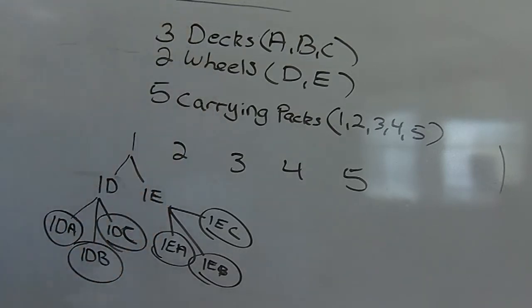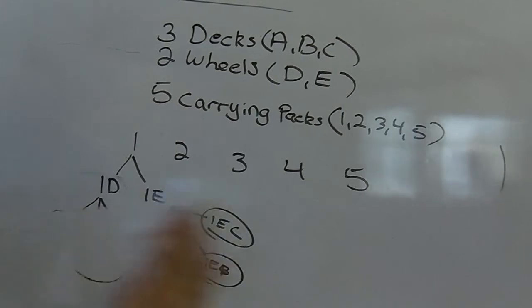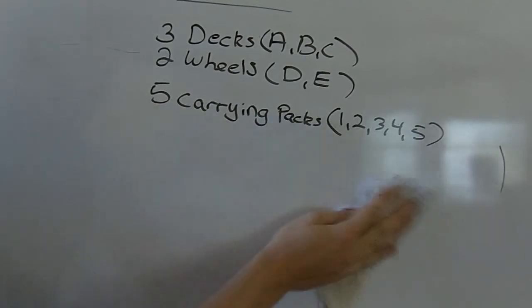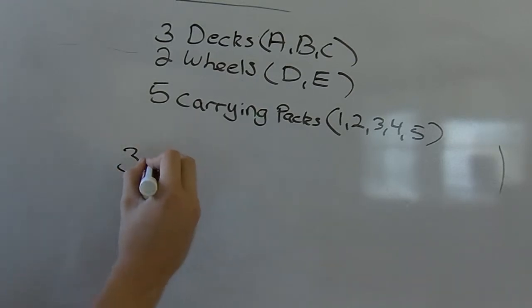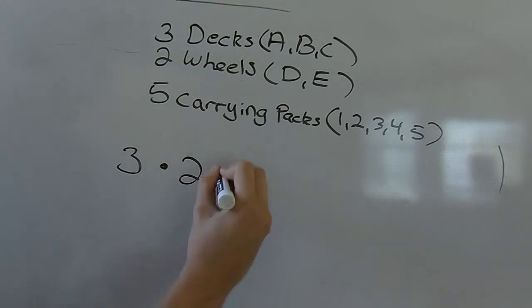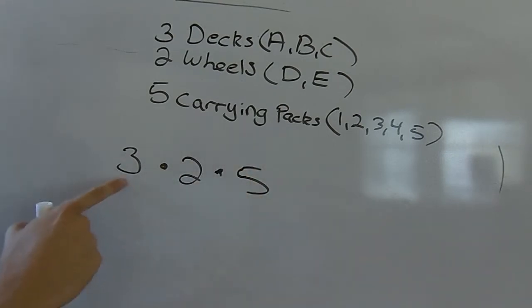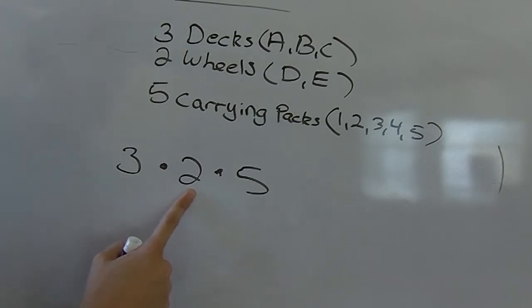So that's kind of the visual explanation of why this works, and now the fundamental counting principle is much simpler than all this. You don't have to do all this. This is to kind of help you understand what's going on. Basically, what's going on is we're just doing, you have 3 choices for decks, times 2 choices for wheels, times 5 choices for packs. Because each deck can be paired up with 1 wheel and 1 pack. So deck A has 2 different wheels and 5 different packs to choose from.